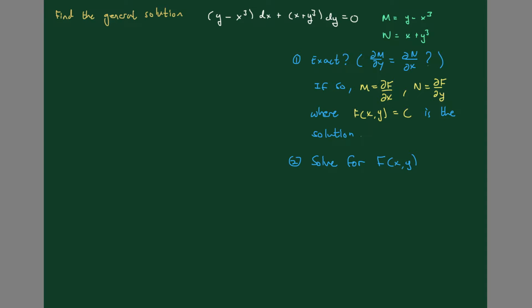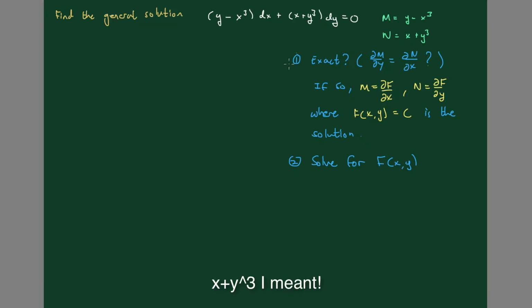Here we have another differential equation problem, and we have to find the general solution of this particular differential equation. So here it looks as if we're going to have to attempt using the exact method. And for this method, we know M equals y minus x cubed and N equals x plus y cubed here.